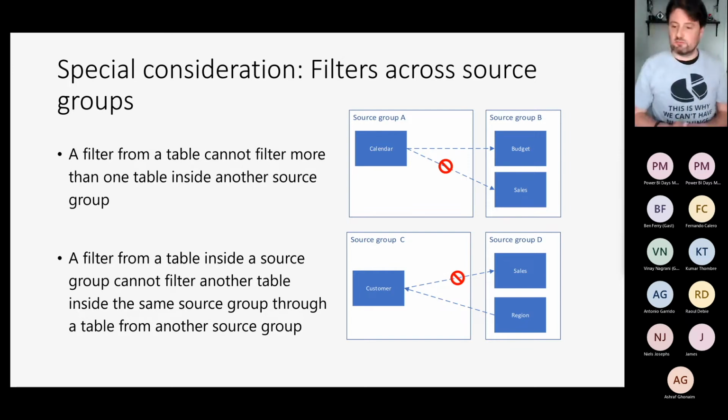We will actively block you from doing this. Way to solve this is just to move customer into the source group D, or to move region into the source group C, or everything into source group C, whatever you want, or sales with the customer, that's fine as well. But just this going back and forth, exiting and re-entering is not allowed. So that's basically some of the special considerations that I had here.